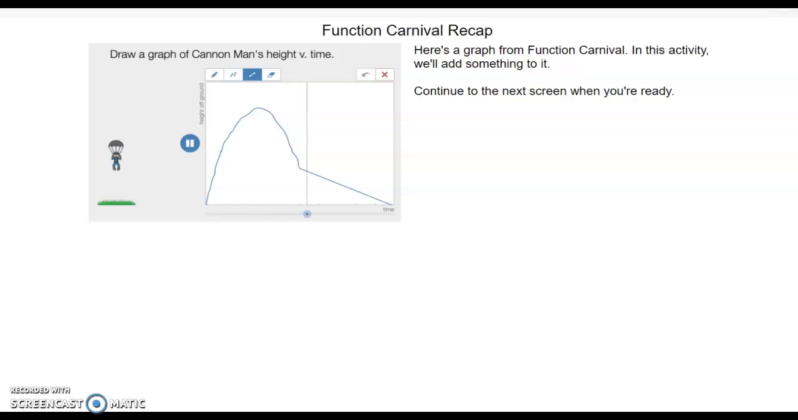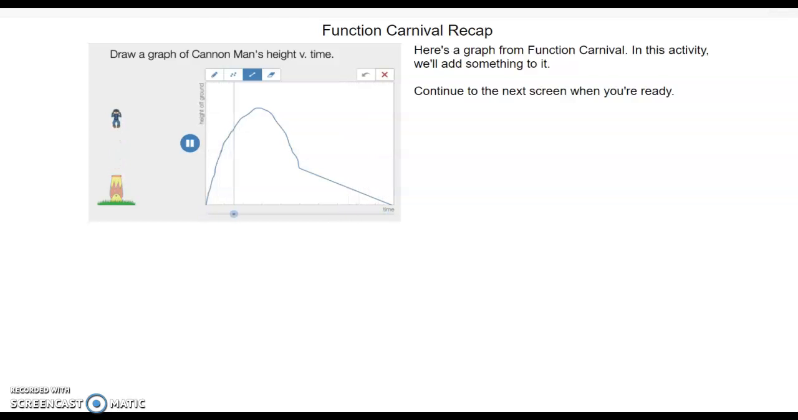Hey guys, we're going to be learning about function notation today. So this should be the first screen on your Desmos. We're going to do a quick recap from the other day. So here's a graph from the function Carnival.